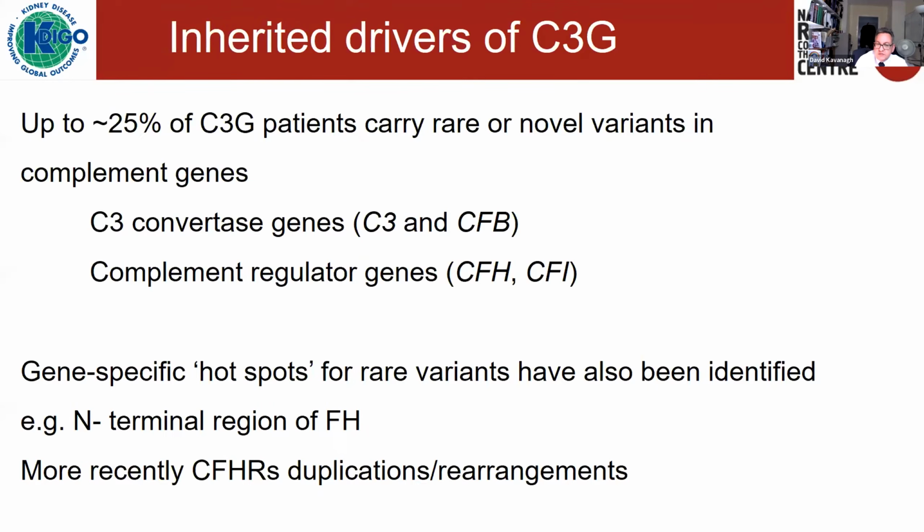In studies, up to 25% of patients will carry a rare genetic variant, and these tend to be in the C3 convertase gene C3 or factor B, and also in the regulatory proteins factor H and factor I. Again, as I've alluded to with the previous discussion about epitope mapping and antibodies in HUS and C3G, there are hotspots for genetic variants in C3G, and that's predominantly in the N-terminal region of factor H. And more recently, we've identified duplications and rearrangements, which we'll come on to.